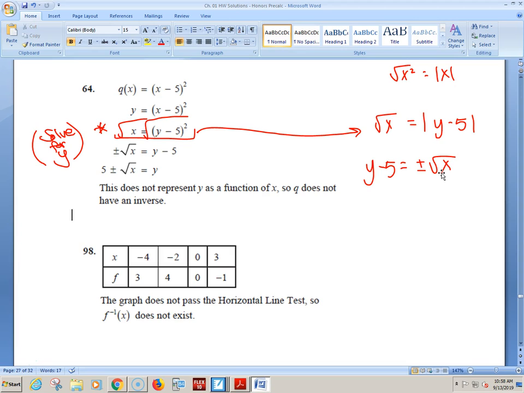And the reason that it fails is because you need two functions, 5 plus root x and 5 minus root x. You need two functions to be an inverse. So you would rather us have this? I just want you in general to realize that if you were solving for an inverse and you end up with a plus or minus, that means the original wasn't invertible. Is that kind of cool?